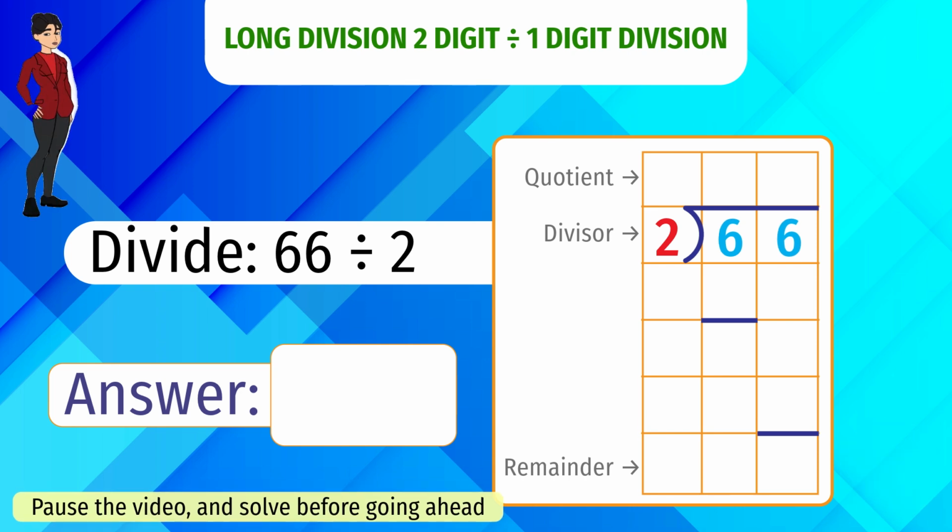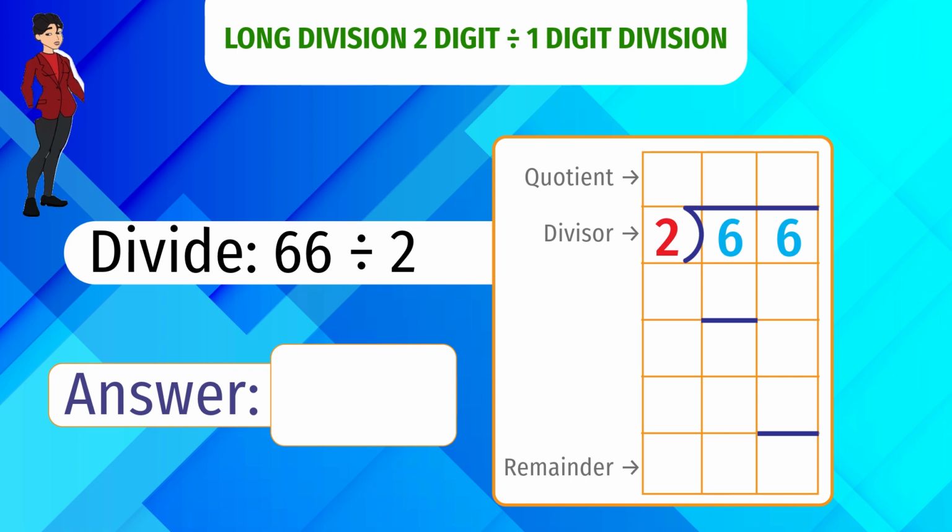Write the dividend 66 as shown. Write divisor 2 on the left. When dividing, at first take only one digit of the dividend 66 to divide, starting from the left. Dividing 6 by 2, we get 3. Write 3 in the quotient space above the dividend.